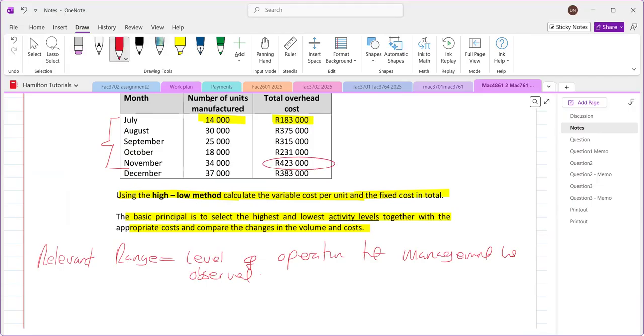But when we look at the highest activity, it is this one. So you can't use that activity because it does not give you the highest cost. So you disregard that. So you go with 34,000 and 423,000 because there has to be consistency. It's a method of estimation, the high-low method. It can only work if there is consistency in terms of estimation.